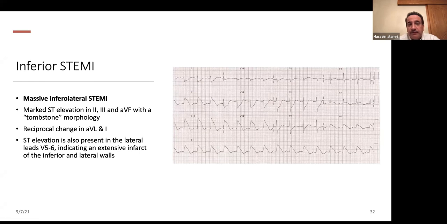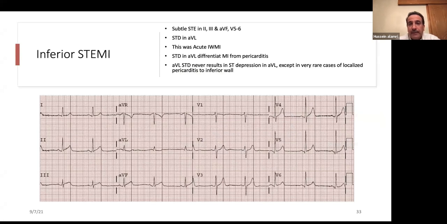Again, this is a massive inferior ST elevation MI. So you see there are different patterns of ECG and ST elevation. It's not always the same. Again, if you look at ST elevation in 3 is more than 2, and there is ST depression or changes in lead 1, this is RCA occlusion. And again, aVL is a mirror image of lead 3. There's also lateral extension, if you see. In V5, V6, there's ST elevation. So this is an inferior lateral MI.